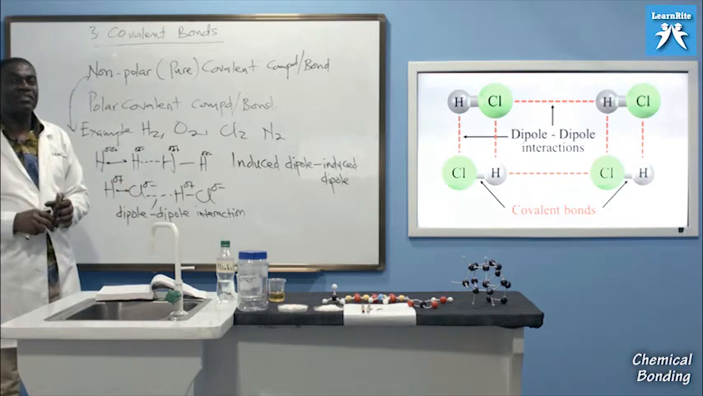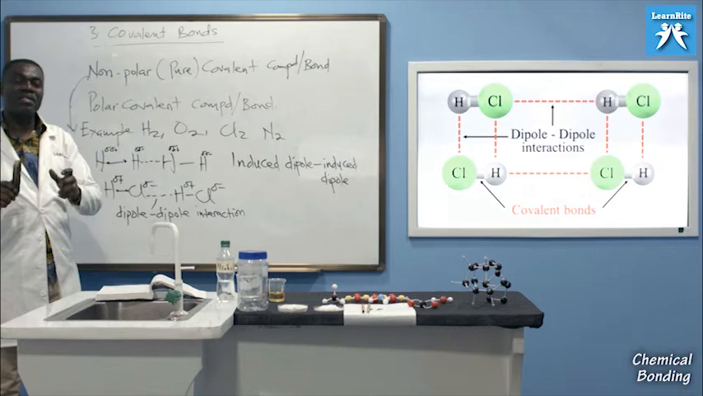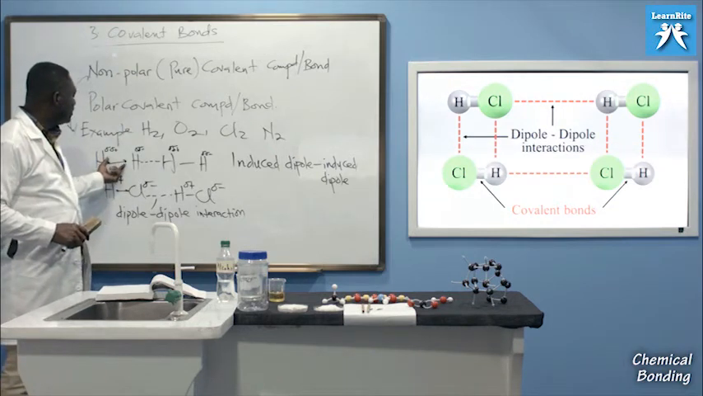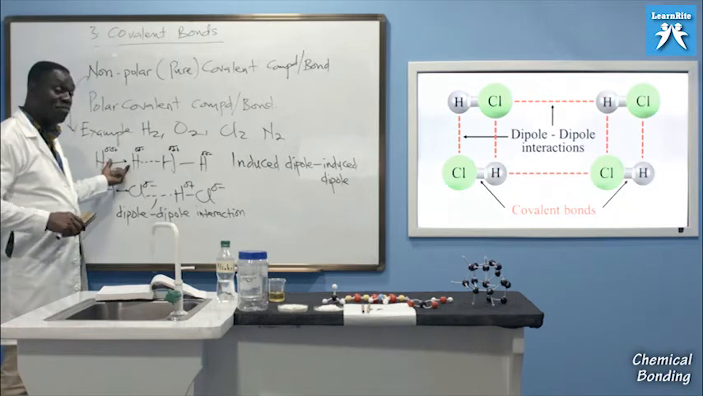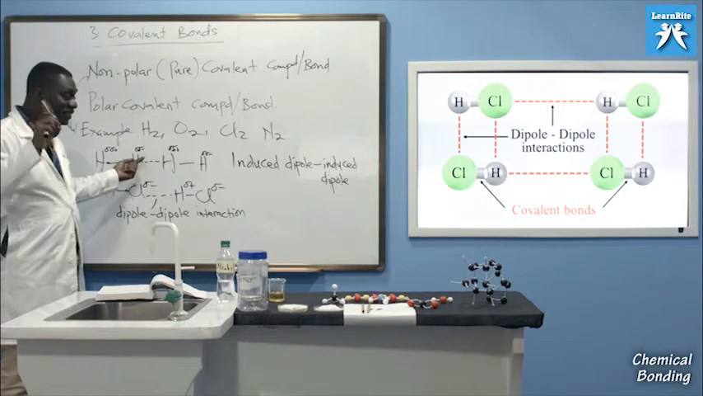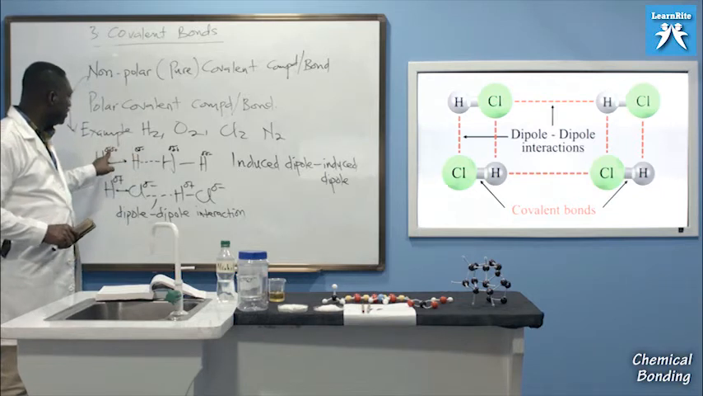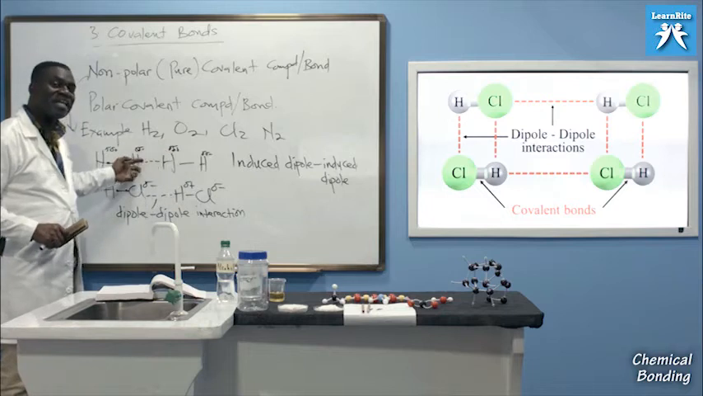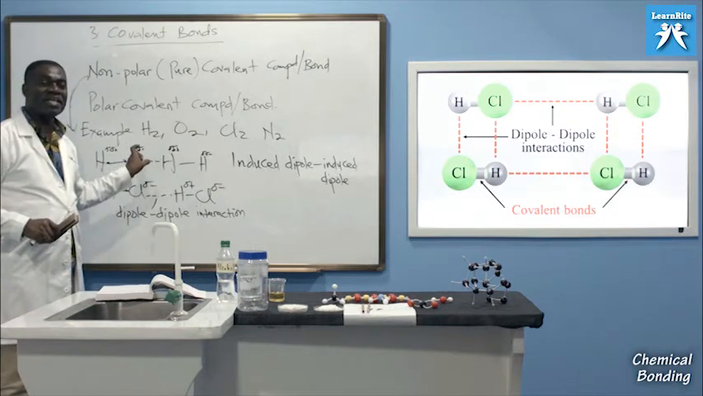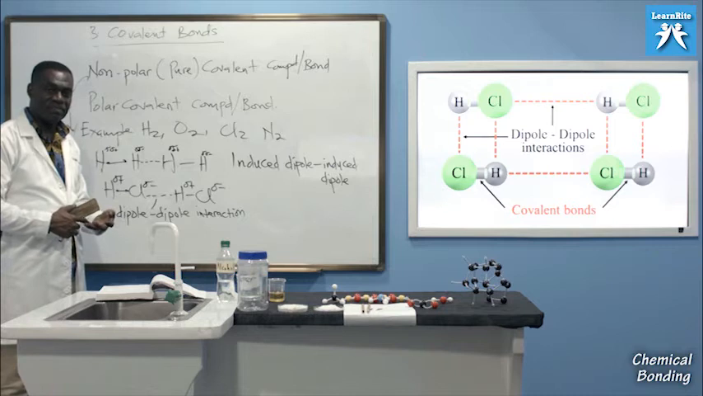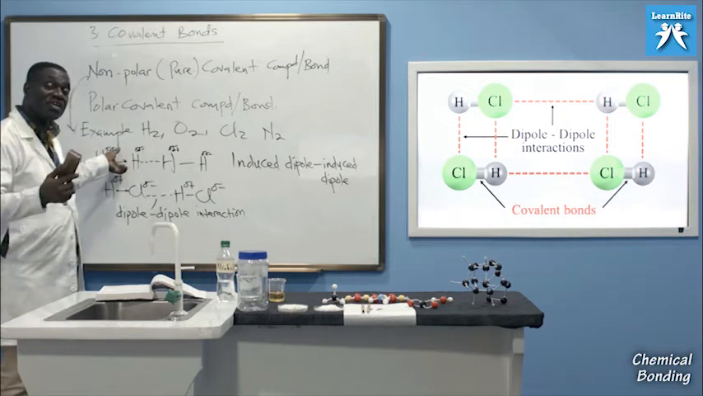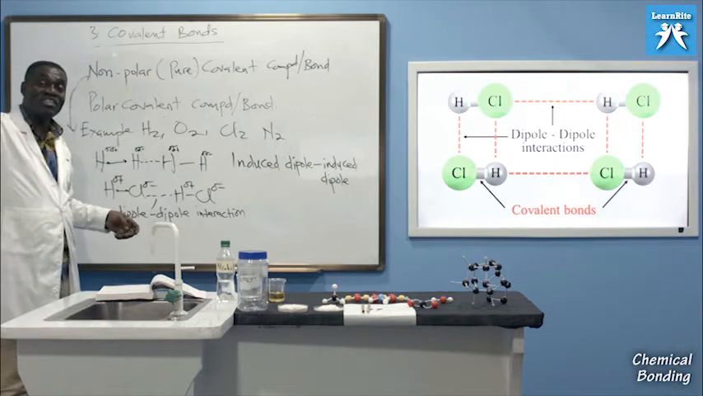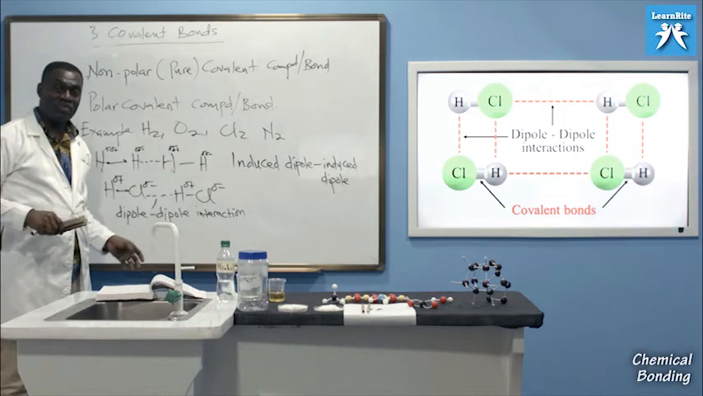At that instant, we say there is a temporal dipole. Because the two electrons move together, when they are shifted onto this atom, at that instant this one becomes negative and this one becomes positive. When this happens, because it's close, it can induce this one to also become polar in that same manner. That is when they attract each other. Then, within another fraction of a second, when the electrons shift again, this attraction will break. That is when you see this molecule moving here and this molecule moving there.